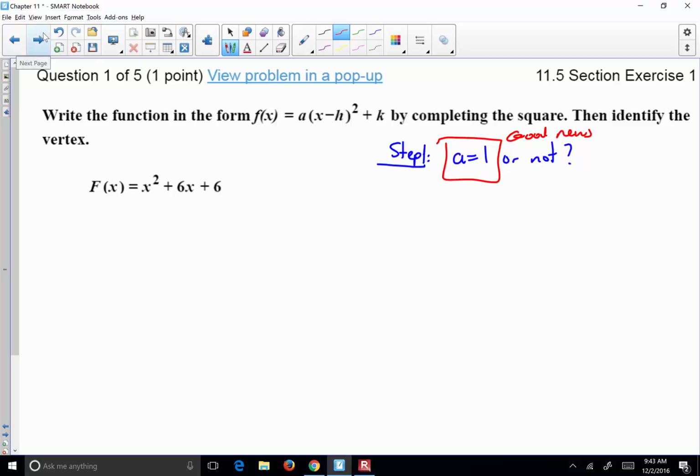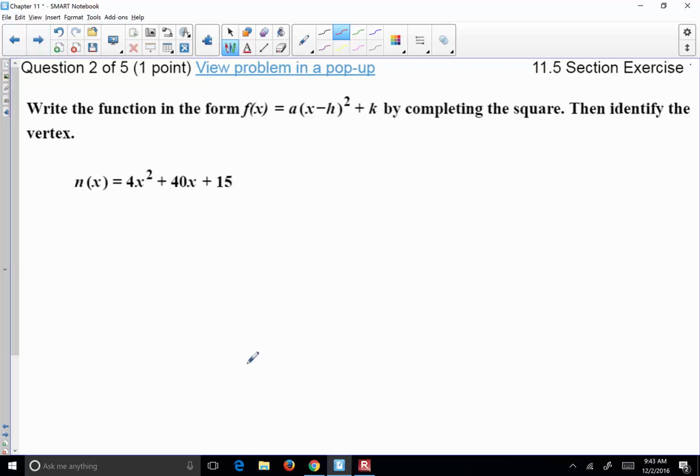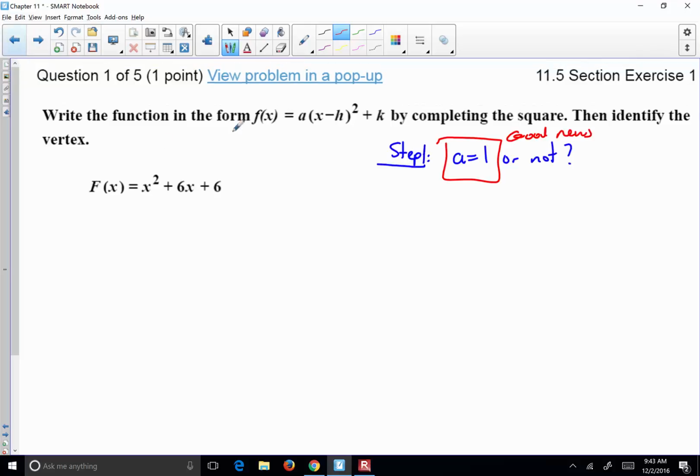Can I quickly peek at the next question? What do you see? What is a here? 4. We are going to do a real step 1 here. That's bad news, because we are going to do one more extra step. Yeah, we will separate that 4, factor that 4, okay? To get 1, yes. But just wait a second for that. So we don't have to do step 1 here. So let's do step 2.